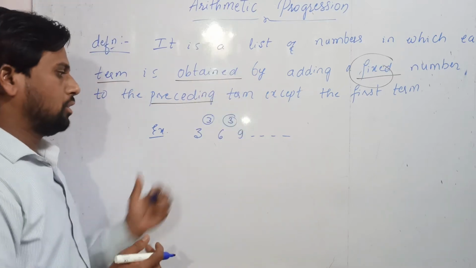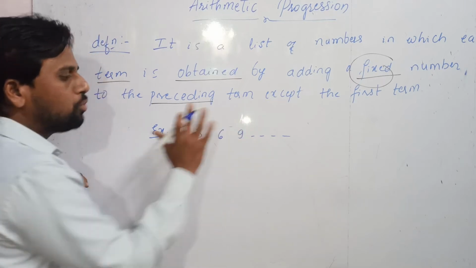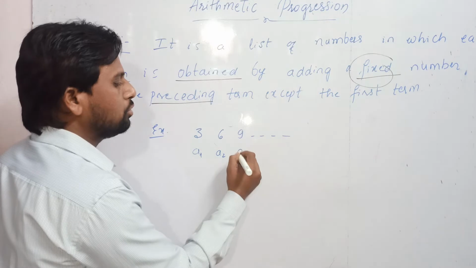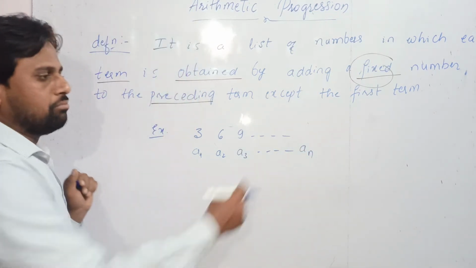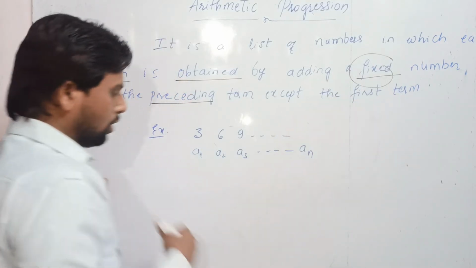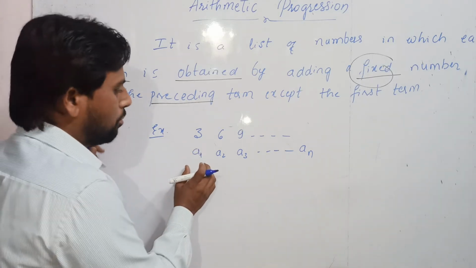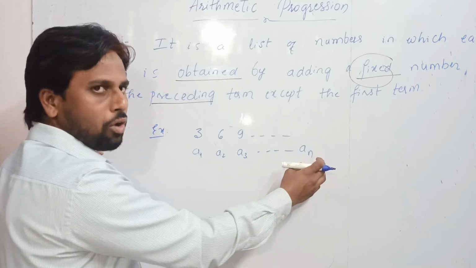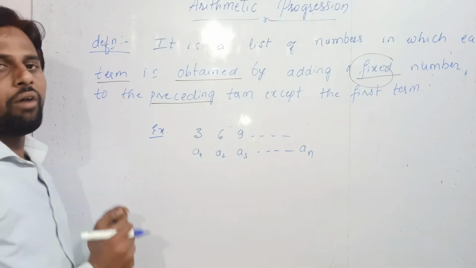Now, the terms which are given in the AP are usually denoted by a1, a2, a3, and so on. What is the last term, student? Here an, because n stands for infinite, so the terms will continue, and so on. So usually the terms of AP are denoted by a1, a2, a3, and so on, and the last term is denoted by an. By this we will get the general form of AP, students.